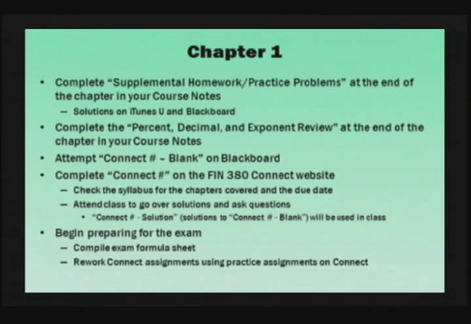You should begin preparing for the exam early. Make your formula sheet as you study each chapter. Begin putting that together. And remember, after the Connect assignments are due, we repost them for additional practice, so you may work those multiple times, and the numbers tend to be different every time you work it, so you can get additional practice by working those Connect assignments for practice even after they are due.